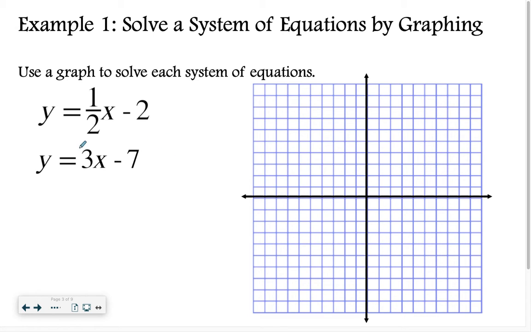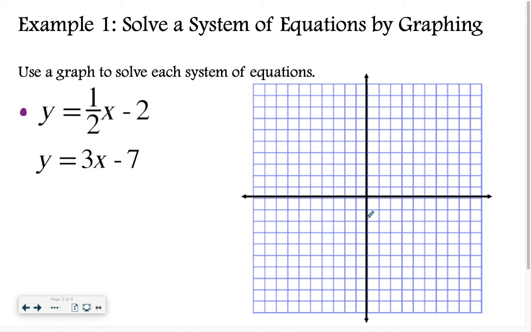So let's quickly remember, this is if we have y equals 1/2 x minus 2 and y equals 3x minus 7. This is in my nice form, slope-intercept form, which is kind of nice to graph. So the way that I graph it is I'm going to use purple for this top equation here, and I'm going to start by plotting a point at my y-intercept, which is -2.